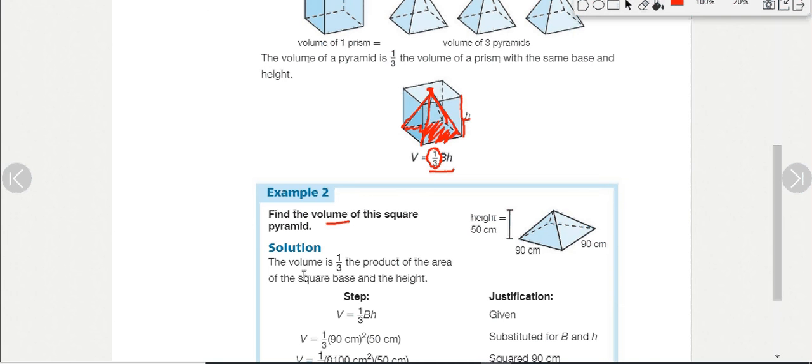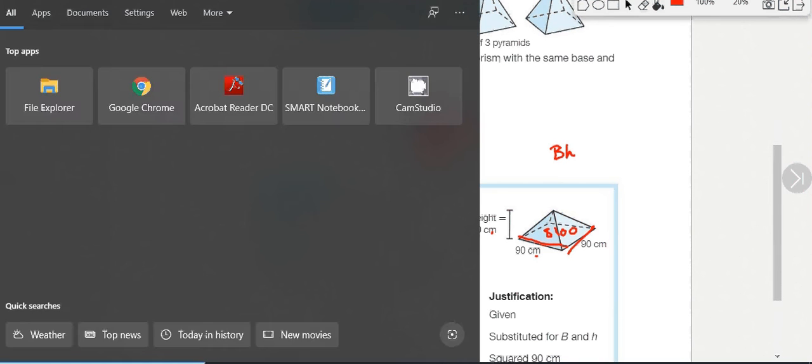So if they say find the volume of a pyramid, this is a square pyramid because the base is the same on both sides of the square. 90 times 90 is 8,100. That's the area of the base, that's B. Then we multiply that by height, which they say is 50. Everything's in centimeters, so we're good. 8,100 times 50. I better get my calculator. These numbers are getting bigger.